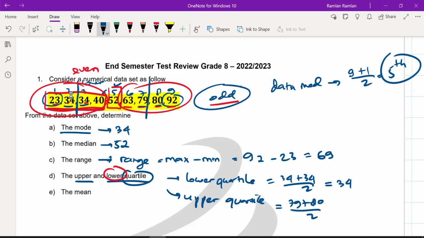So remember that if you split exactly in the middle of two numbers, you just add those two numbers and then divide by 2. So this is going to be equal to 79.5. So that is for the upper quartile. And the last one is the mean.